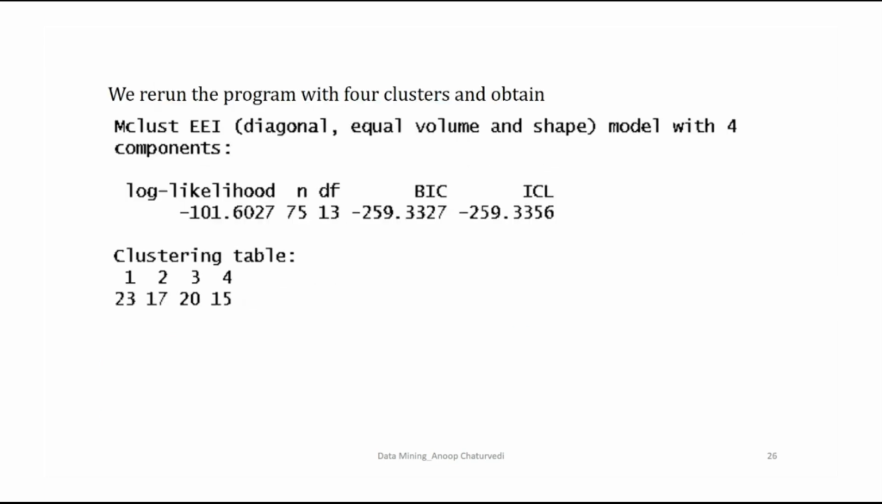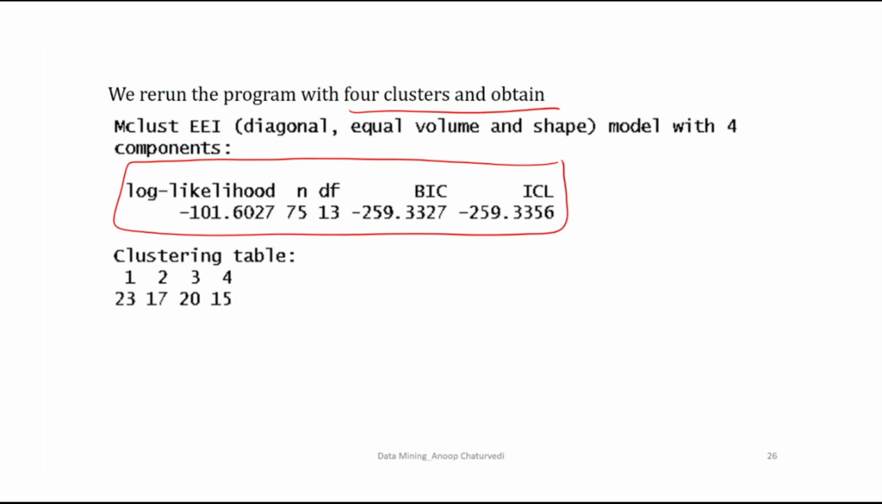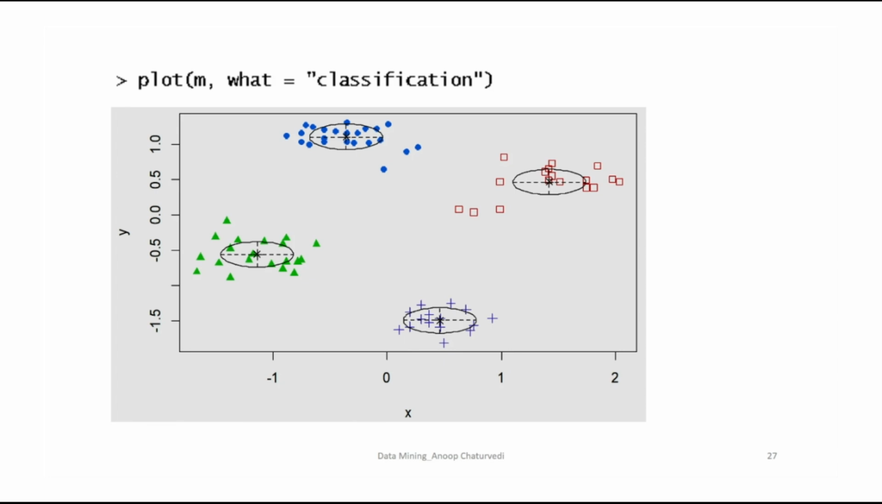Then we rerun the program with 4 clusters. Then we obtain these values of log likelihood, BIC and ICL. So, the values of BIC and ICL further decrease. And now, this is the clustering table. This is the plot of 4 clusters using the mixture of 4 Gaussian components.